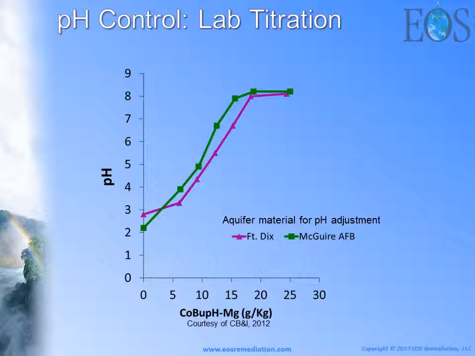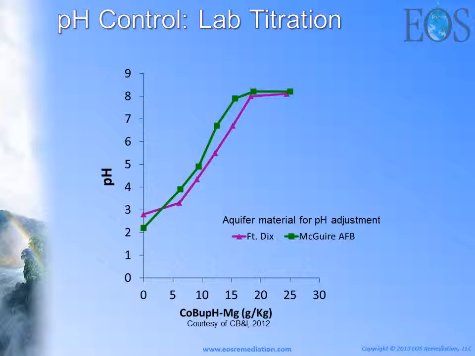Next is we wanted to understand what the pH control and adjustment mechanisms of the product were. And so for this, we got the help of a consultant, CB&I. They did a titration testing the CoBuff MG product on 2 different site materials from Fort Dix and from McGuire Air Force Base. And the starting pH of these materials were below 3. They added CoBuff in a titration experiment sequentially and then monitored pH, and the target pH was around 6.